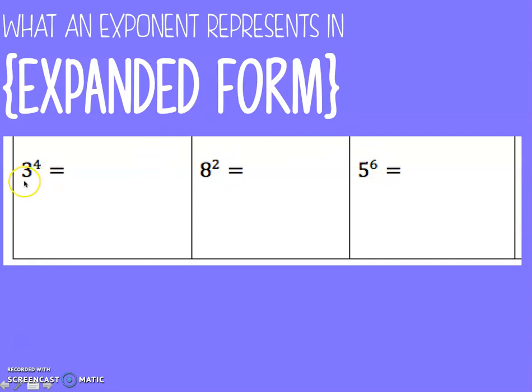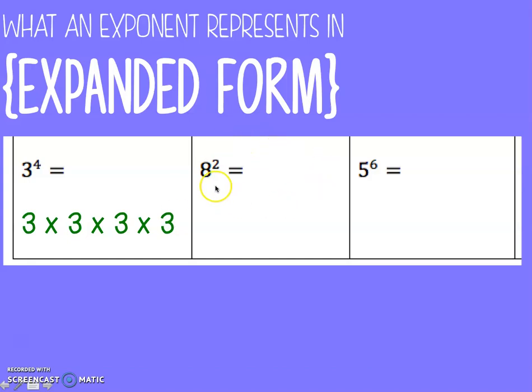So 3 to the 4th power, that's how we read an exponent, really just means 3 times 3 times 3 times 3. Okay. So in expanded form, that's just saying take 3 and multiply it by itself 4 times.